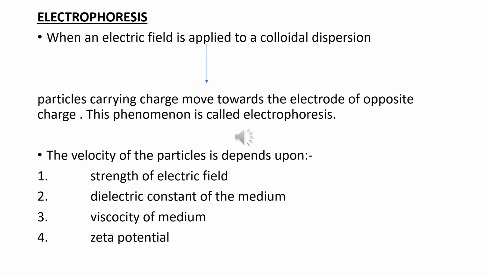A negatively charged colloidal particle will move towards the anode. A positively charged colloidal particle will move towards the cathode. Faster movement occurs when the electric field is stronger and when the zeta potential is high. Slower movement occurs when the viscosity of the colloidal dispersion is high. We can remember it in a simple way: more charge means more movement, more viscosity means less movement.